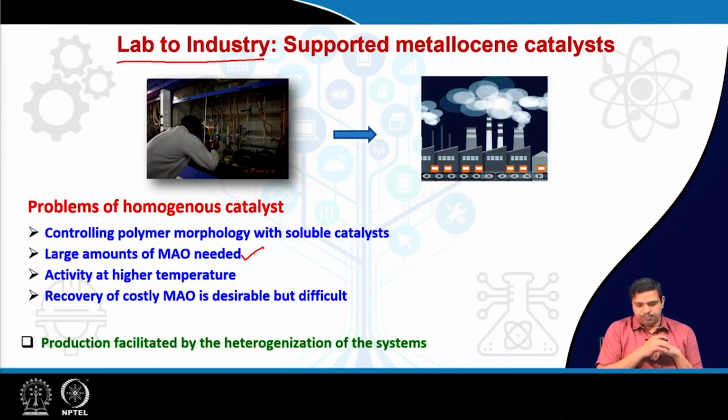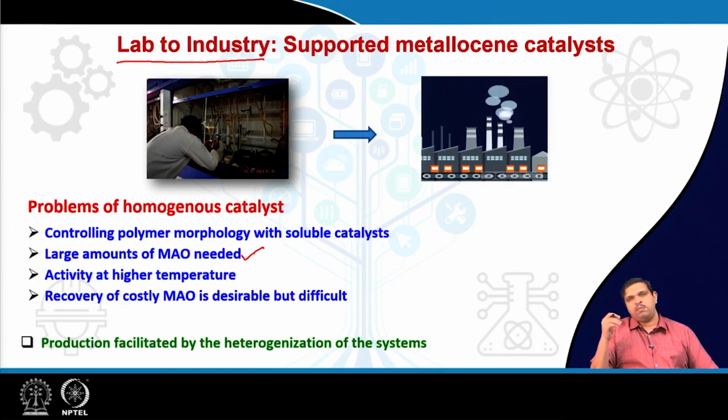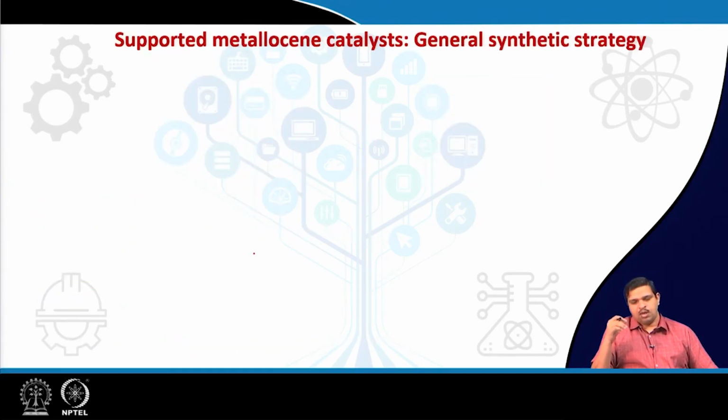Okay. So, obviously, to make it cost effective, economic and industrially acceptable, we have to transfer our homogeneous active metallocene catalysts to a heterogeneous catalyst system. Although there may be some sacrifice in the activity and selectivity, overall it will be more economic in nature. Okay. So, what we have to do, that is what we will try to discuss now. Okay.